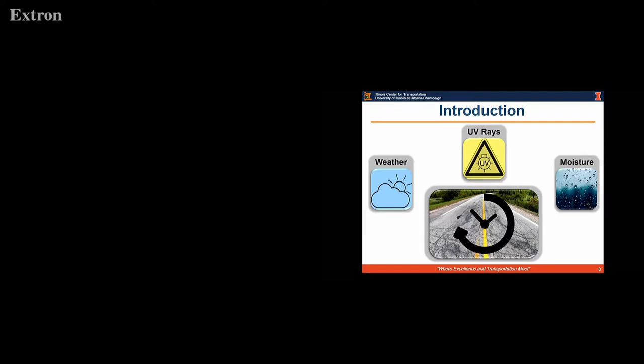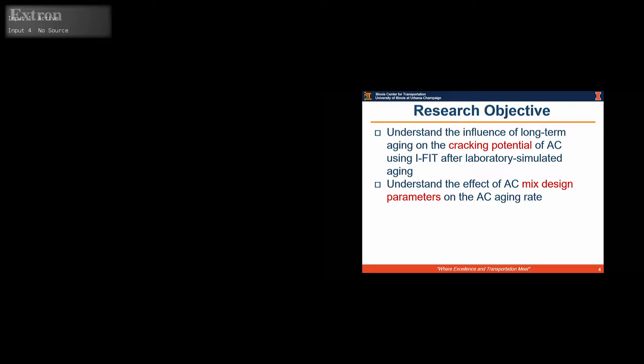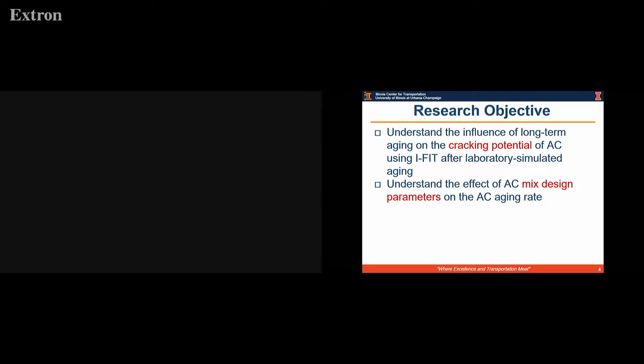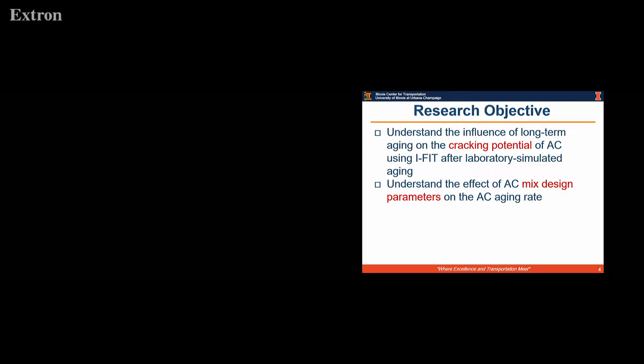Because of weather, UV rays, and moisture, aging contributes to the deterioration of asphalt concrete pavement. The research objective of this study is to understand the influence of long-term aging on the cracking potential of AC using IFIT after laboratory simulated aging. The second objective is to understand the effect of AC mix design parameters on the AC aging rate.